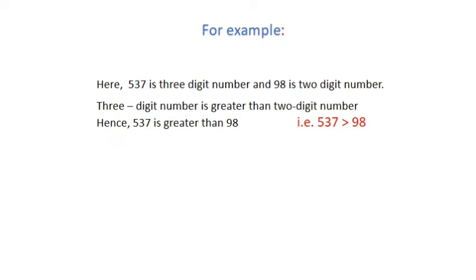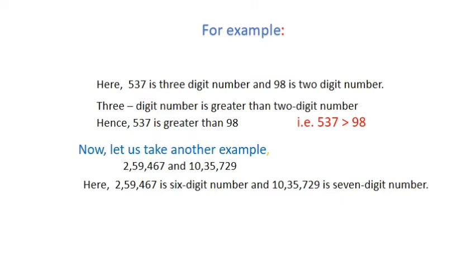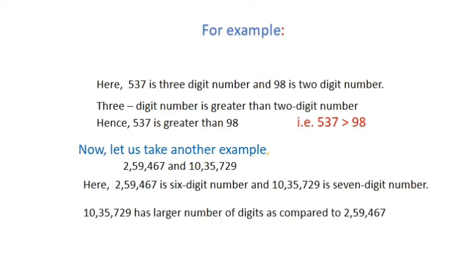In symbols we write 537, the greater-than sign, and 98, which is smaller. Now let us take another example. Here we have taken 2,59,467, and the other example is 10,35,729. Children, here it is 2 lakh and here it is 10 lakh. This number is a 6-digit number and this number is a 7-digit number. So a 7-digit number is greater than a 6-digit number.